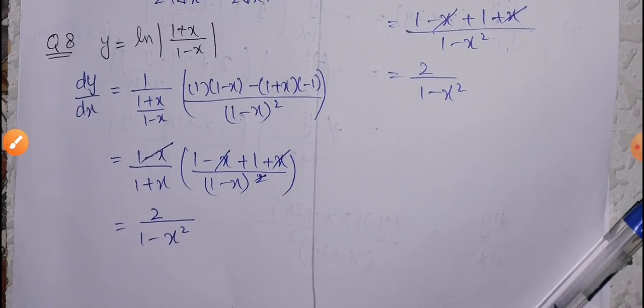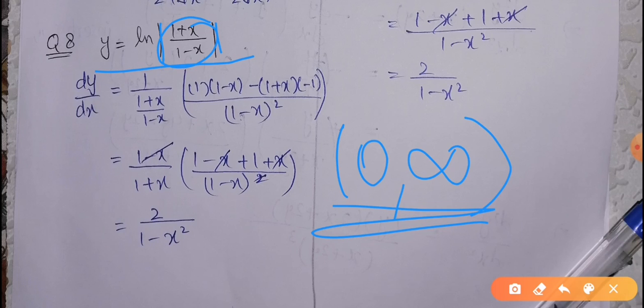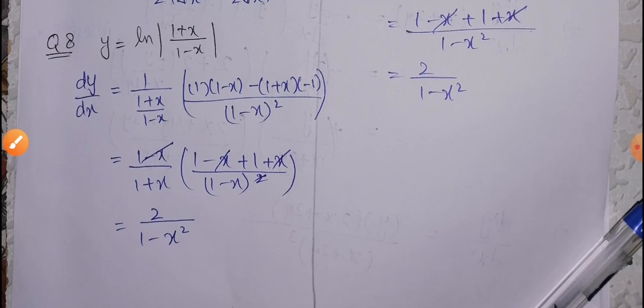Next we have question number 8, y is equal to ln of mod of 1 plus x over 1 minus x, and we have to find the derivative of this function. This mod is playing just one role, to make sure that the function is positive for every value of x, because we know that the domain of ln of x is the open interval 0 to infinity, that is, all positive values. So just in order to make sure that it is positive, we are using the mod over here, nothing else.